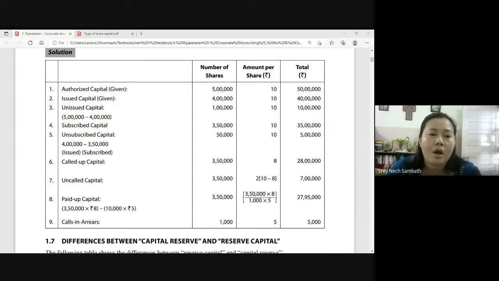And then, when we come to called up capital, we know that out of these 350,000 shares, they decide to call up how much? Did they take the whole amount of rupees 10? No, they did not.